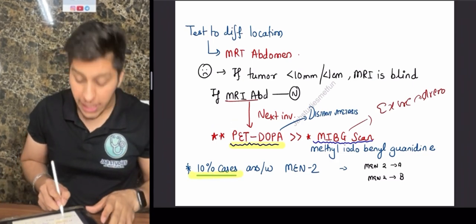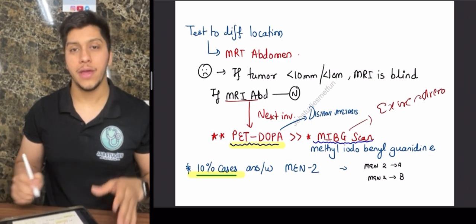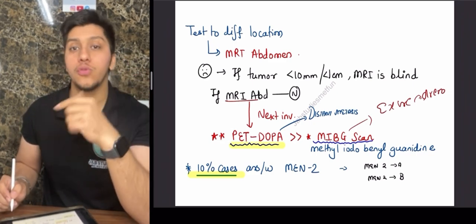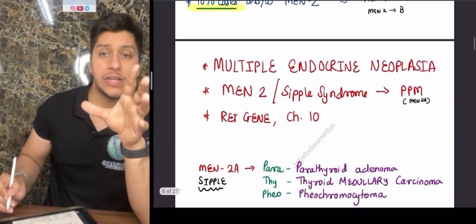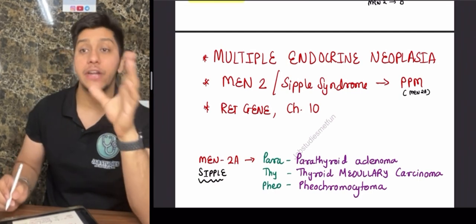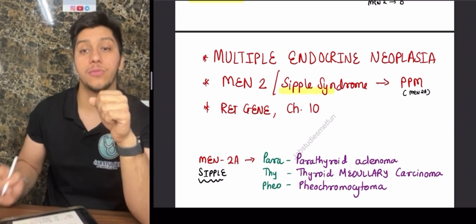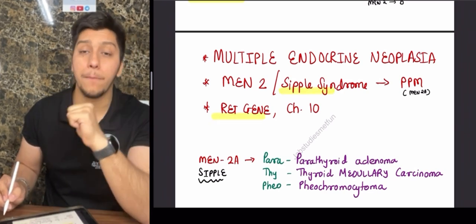Along with this, 10% of pheochromocytoma is associated with MEN2 syndrome. Now there are basically 3 types, MEN1, MEN2A, MEN2B. MEN2B is also known as MEN3. Just to talk about superficially, we will talk about MEN in another lecture. But remember, MEN2, which is seen with pheochromocytoma, is also known as Sipple syndrome. It has association with the RET gene, which is present on chromosome number 10.